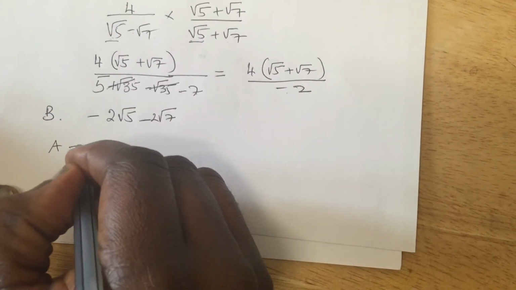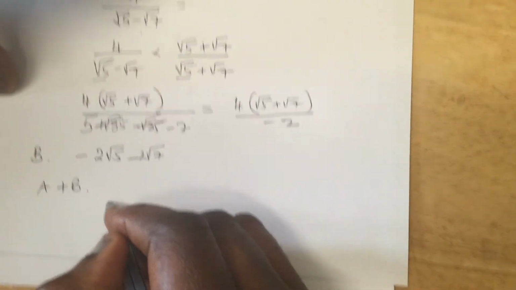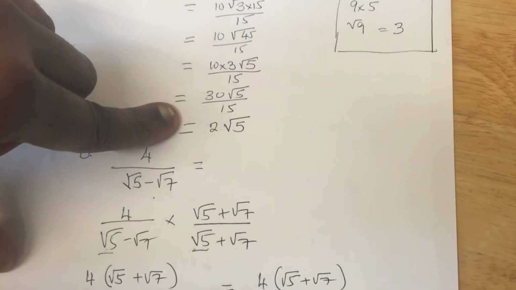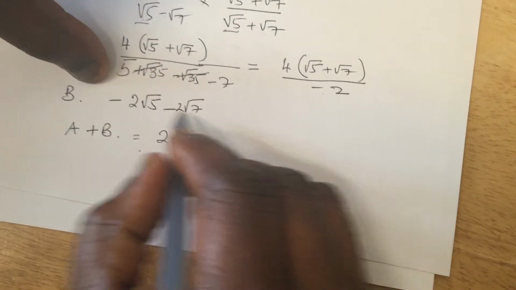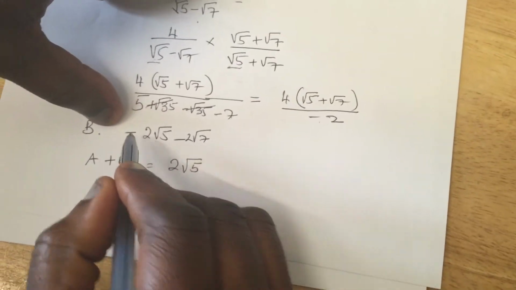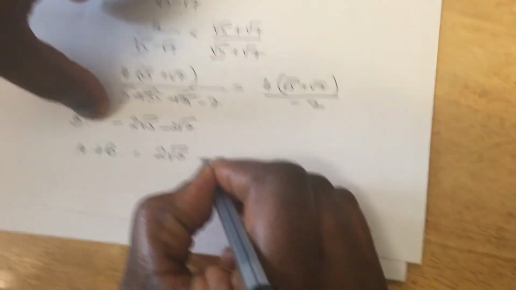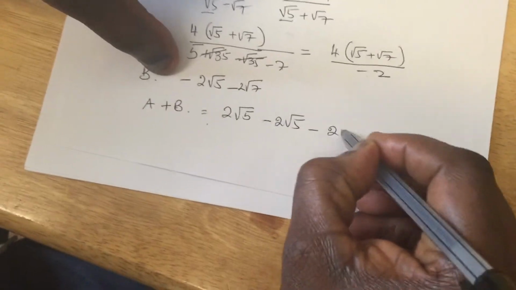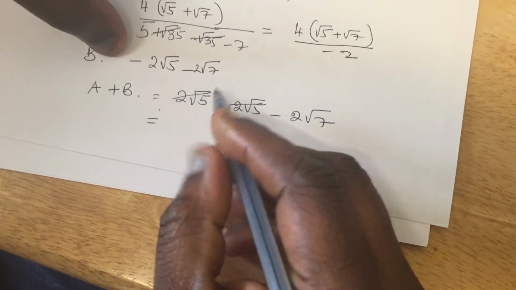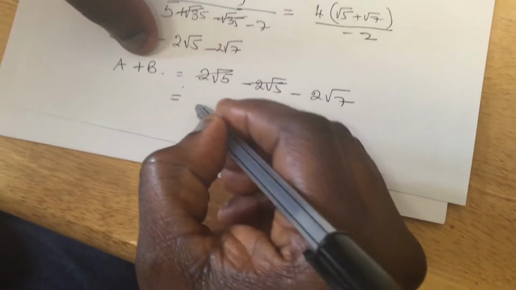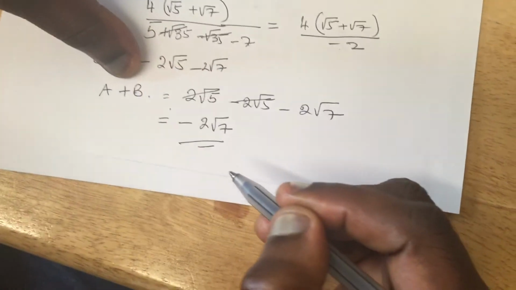Now all we need to do is to add A plus B. Our A was 2 square root of 5. Then we're going to add it to the B. Because we have a negative sign, addition and subtraction is still minus. So we have minus 2 square root of 5 minus 2 square root of 7. So this will cancel out this. So our answer for the question that we had originally will now be minus 2 square root of 7. Easy peasy.